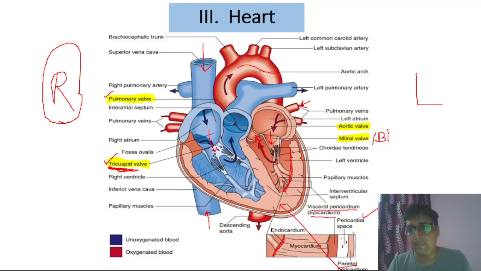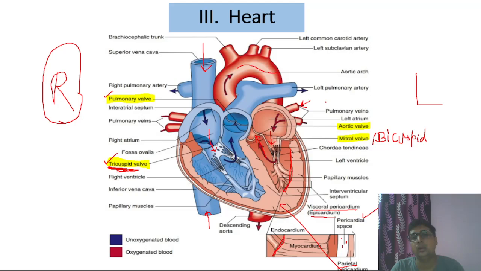Then come the 2 other semilunar valves. They are semilunar, semicircular in shape, actually hemispherical in shape. They are called the pulmonary valve and the aortic valve. The pulmonary valve is present in the pulmonary artery, and the aortic valve is present in the aorta.